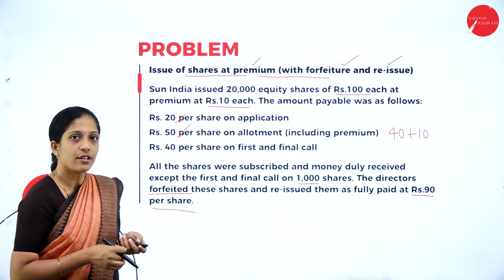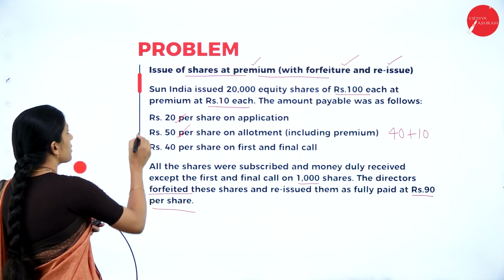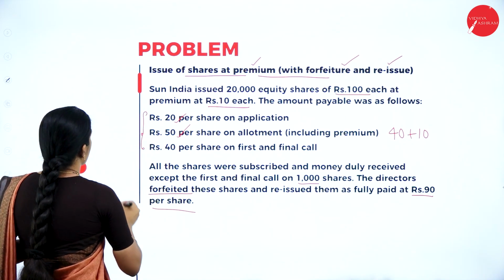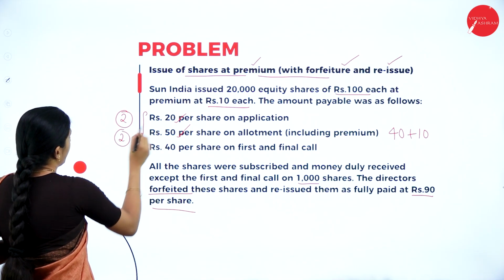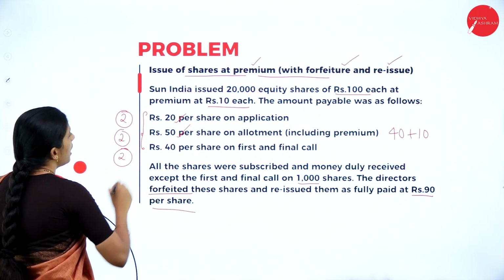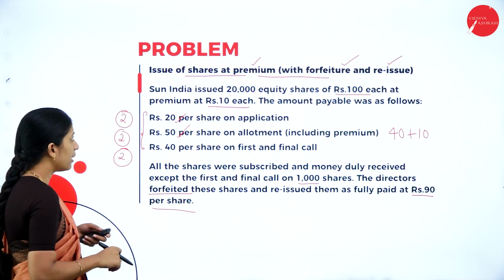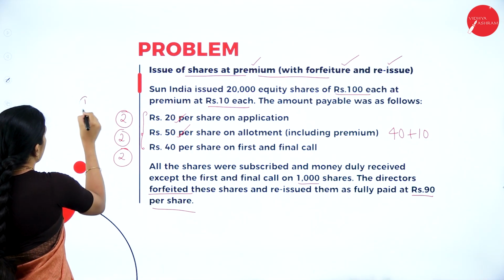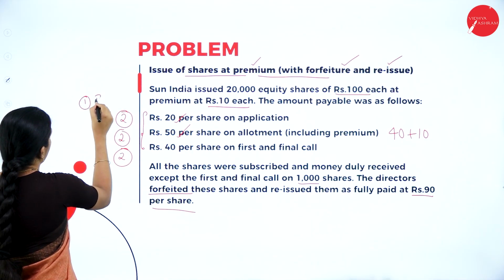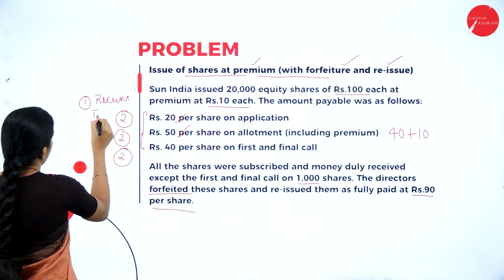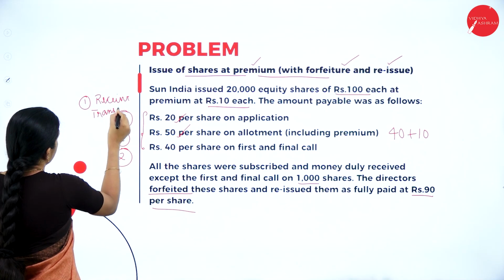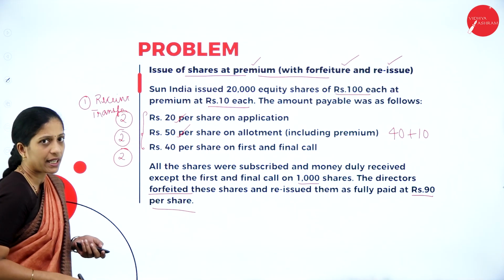Now we shall go through the solution. So we have 3 stages here. Under each stage we have to record 2 entries each. So 2 entries on application, 2 entries on allotment and 2 entries on first and final call. Your first entry will be on receiving of application money, and the next entry is on transfer. So what is the entry for receiving of application money?